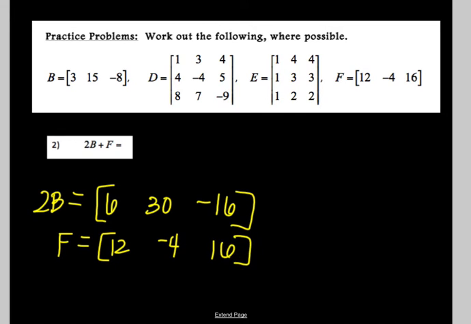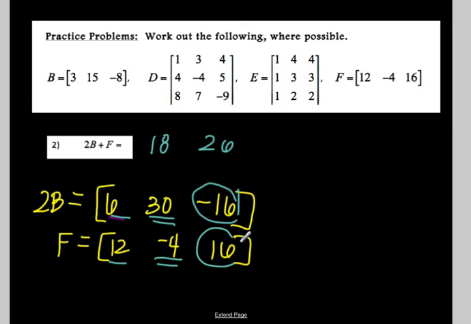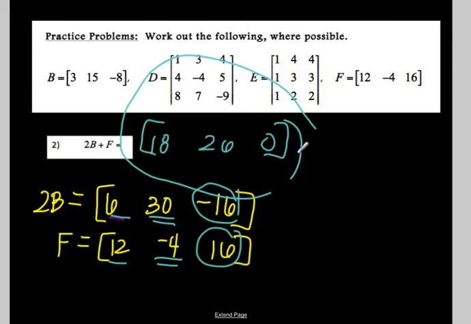All right, we want to add these two together. So I would have 6 plus 12, which is going to give me 18. 30 plus a negative 4, it's going to give me 26. And negative 16 plus 16 is 0. So there is 2b plus f. That would be my solution.